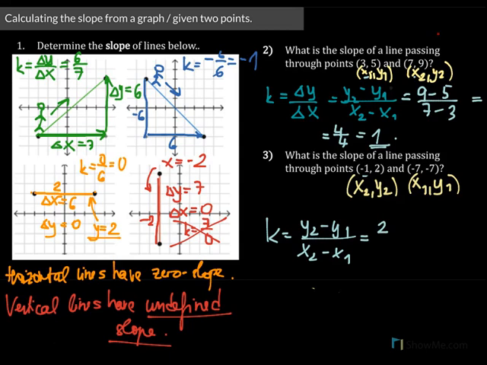y2, 2, minus y1, negative 7, over x2, negative 1, minus x1, negative 7.